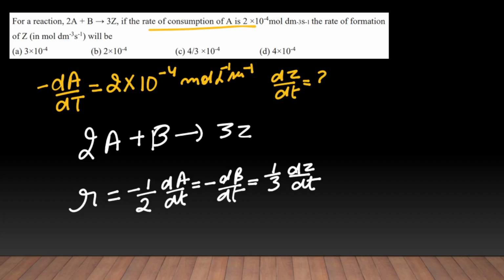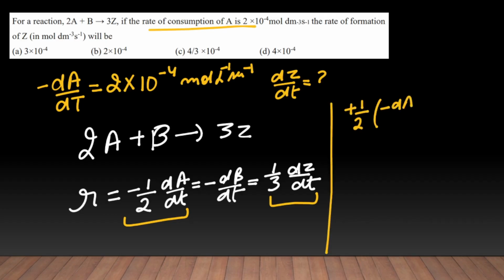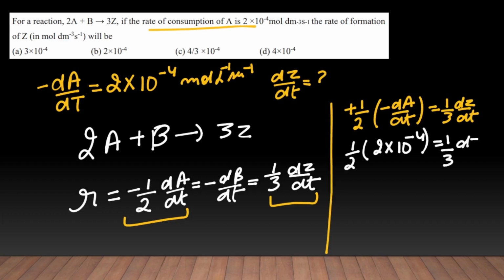Now these two we need. Minus dA/dt is given and this we have to find out. So both of these can be equated. So it will become minus 1/2 times minus dA/dt, which is equal to 1/3 into dZ/dt. So substitute the value which is known to us, that is minus dA/dt, which is 2 into 10 raised to the power of minus 4. This is equal to 1/3 into dZ/dt. So this will get cancelled out. The dZ/dt value will be equal to 3 into 10 raised to the power of minus 4.